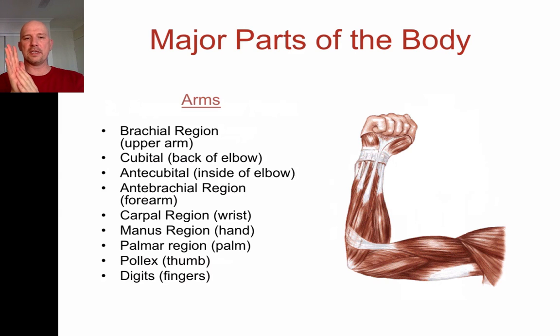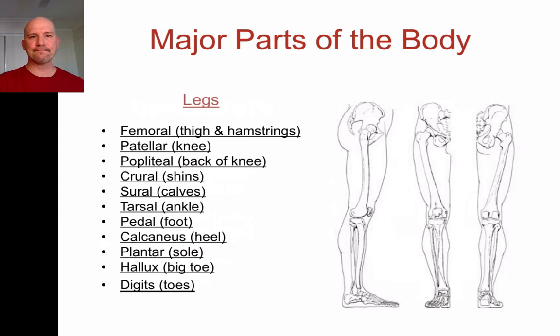Palmar region, obviously, is the palm. The manus is the whole hand. That's where we get terms like manual labor, manual dexterity. Manual is the hands. The pollex is the thumb, and the digits are the fingers.